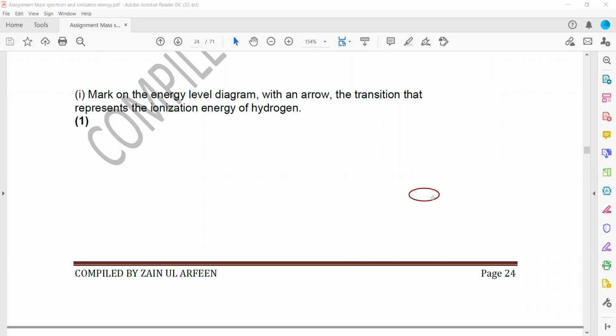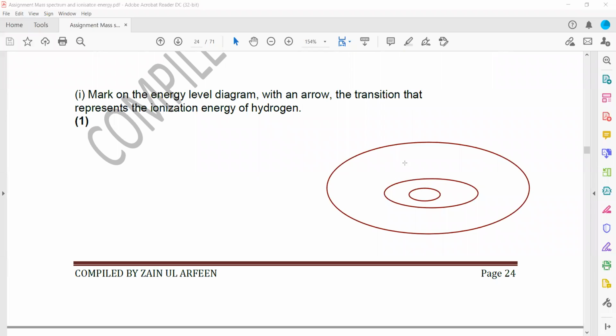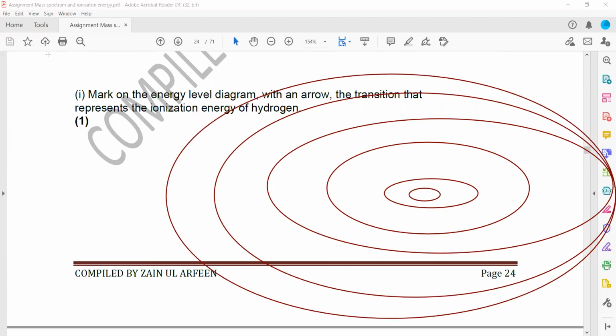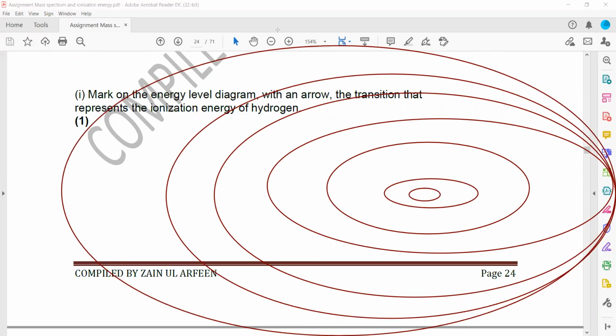So there's a K shell, L, M, N, O, P, and then Q shell. So every element has 7 shells. In the case of hydrogen, it has 1 proton and 1 electron. So what is the meaning of ionization for hydrogen? It is the removal of the electron from the first shell to outside the atom. What do we call that? We call that infinity, like undetermined space.